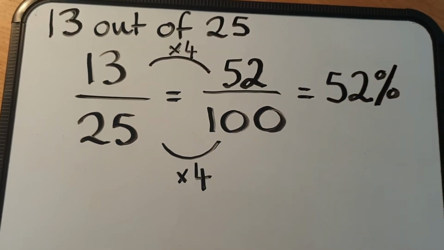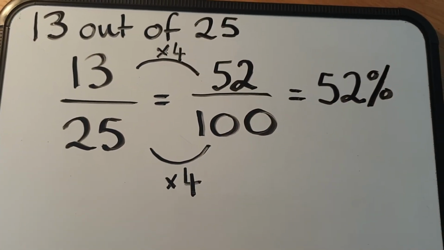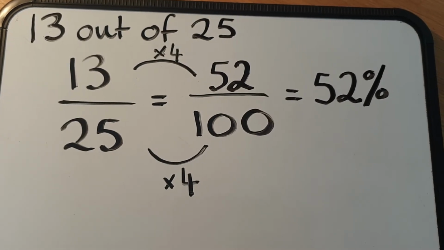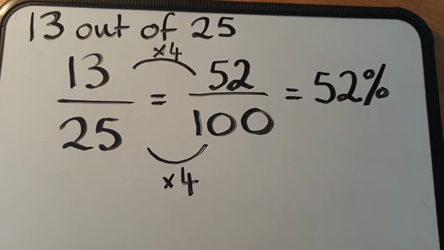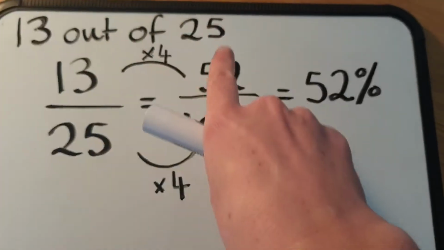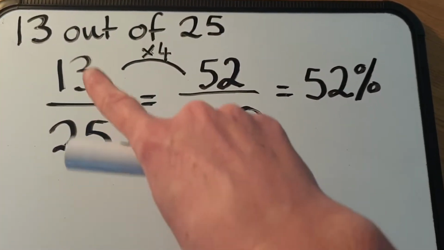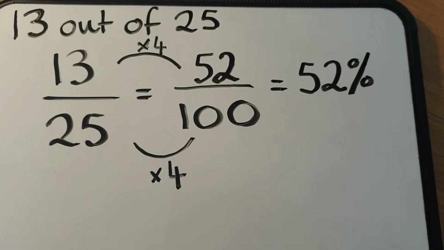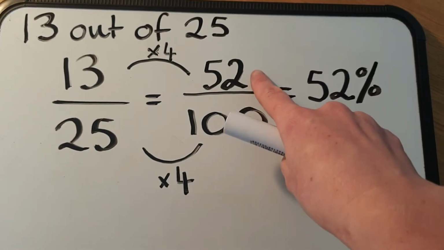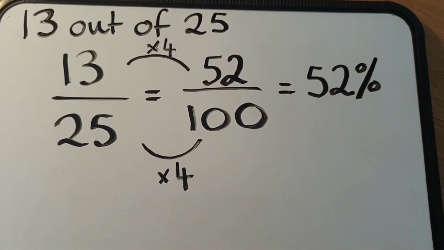Okay, so start with a fraction. Make another equivalent fraction with a denominator of 100. And whatever you do to the bottom, you must do to the top. So if you times the bottom by 4, you must times the top by 4 as well. And whatever the numerator is, that'll be equivalent to your percentage.